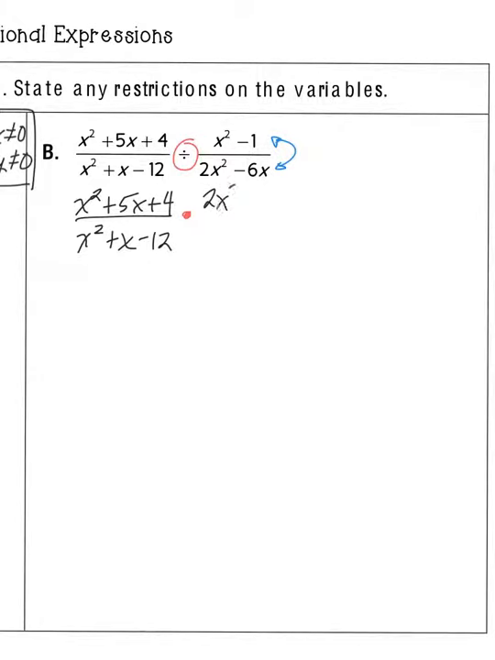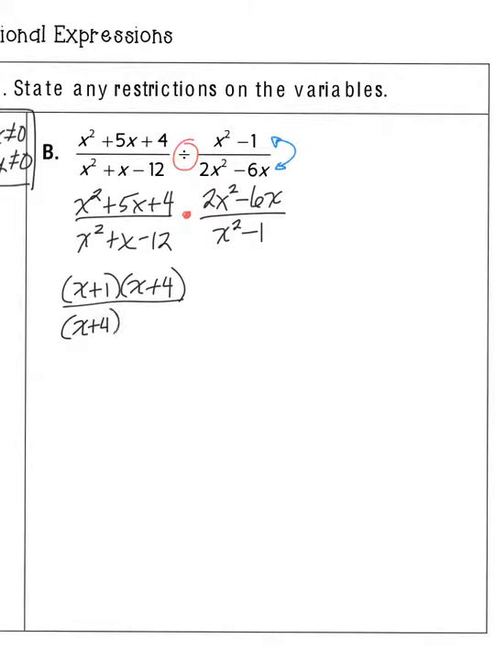So the 2x squared goes up top minus the 6x, and then the x squared minus 1 goes in the bottom. So then I am going to factor next. So this first numerator right here factors as x plus 1, x plus 4. This denominator here is going to factor as x plus 4, x minus 3, then times.